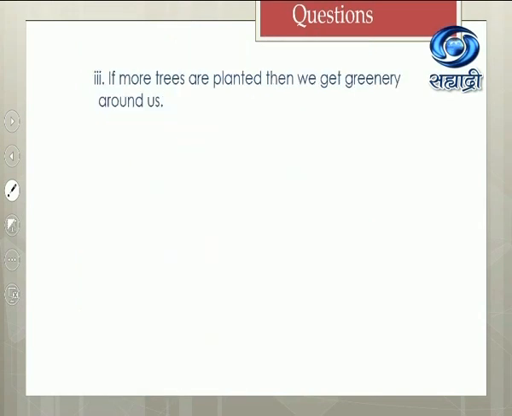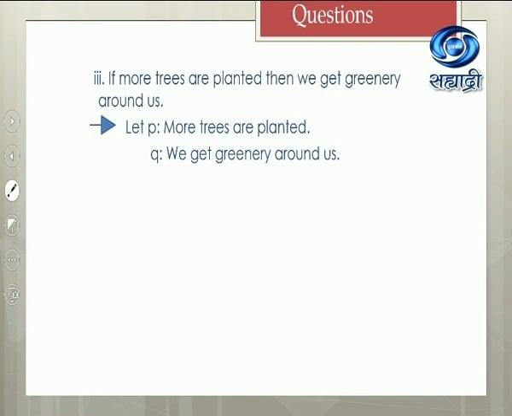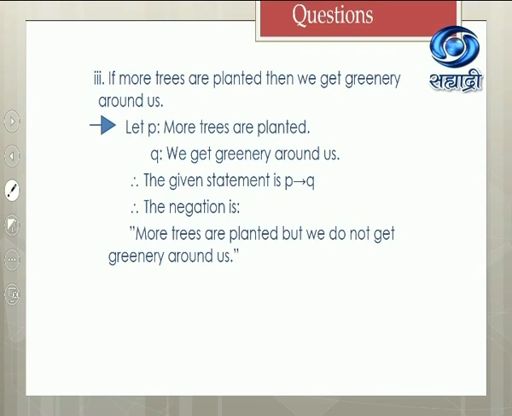If more trees are planted, then we get greenery around us. This is an implication statement. Your P statement is more trees are planted. Q statement is we get greenery around us. So the given statement is P implies Q. The negation is more trees are planted, but we do not get greenery around us. Why? Because the negation of P implies Q is P and negation Q. So we just write P and then negation of Q. Here you can write and we do not get, but we write but instead of and because it makes more sense grammatically.